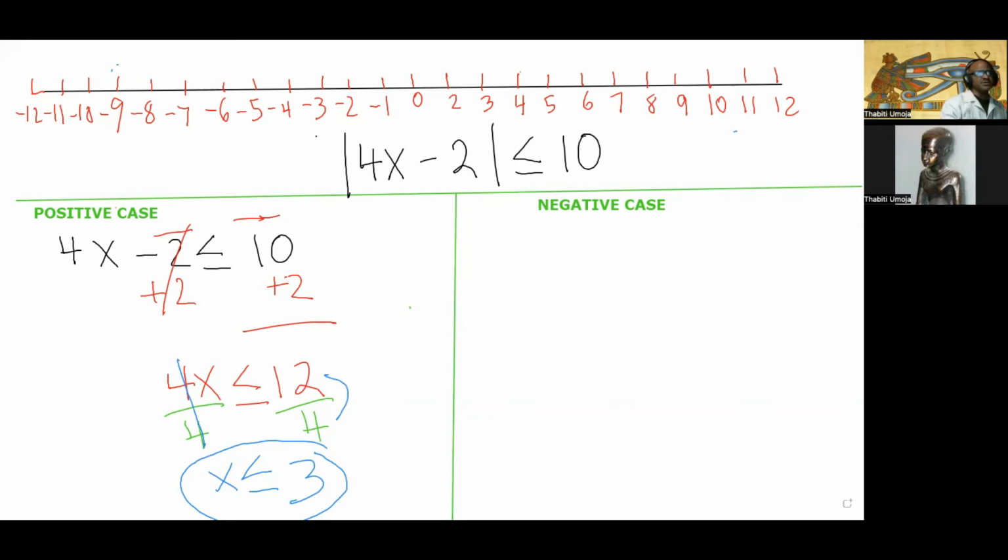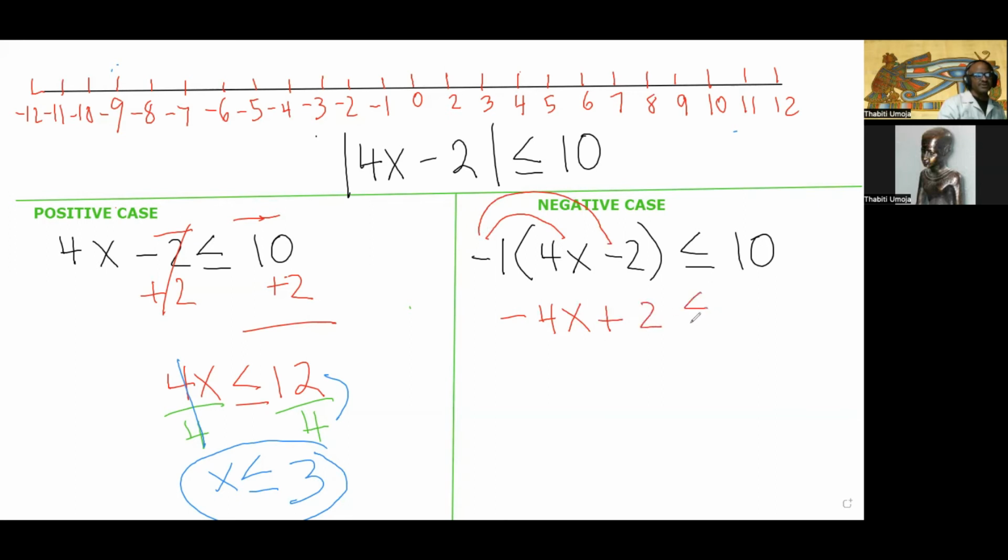Now for the negative case, just like we did in the last particular challenge, when we rewrite the problem, we're going to put these brackets in parentheses. But before we put them in parentheses, remember, since this is negative, we're going to put a negative 1 on the outside, and inside we're going to go ahead and put 4x minus 2, close parentheses, is greater or equal to 10. Okay, remember, we're going to be doing distributive property first. Negative 1 times 4x is negative 4x. Negative 1 times negative 2 is a positive 2. Bring the less than or equal to sign, and then 10.